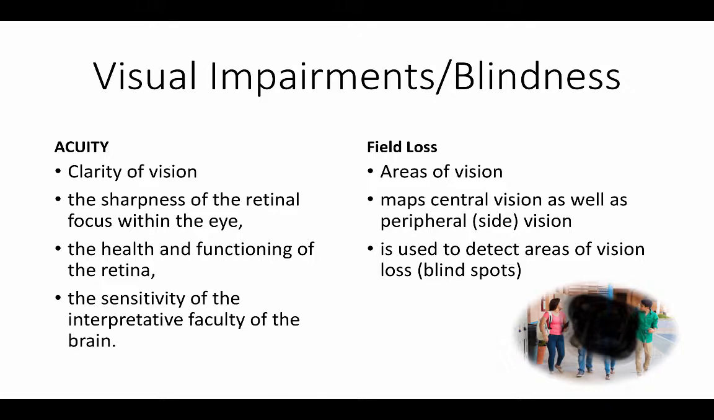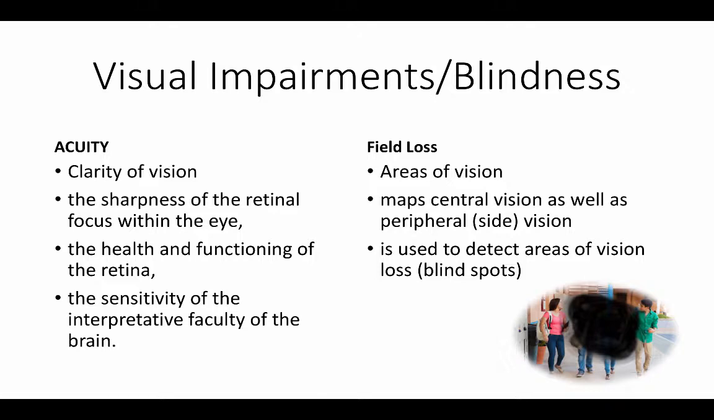Now, field loss is about our areas of vision. We have central vision and then we also have peripheral vision. As humans, hopefully you know the degree of angle that we're able to see, which is different from some other animals that have a lesser or greater degree of vision. When you're looking straight ahead at your central vision, you can see a far amount of distance to both your left and your right, and that's your peripheral or side vision.